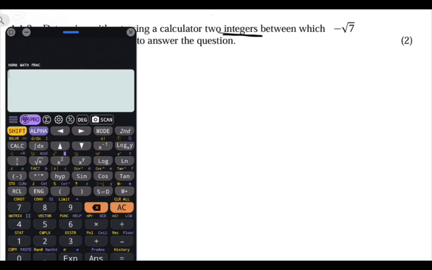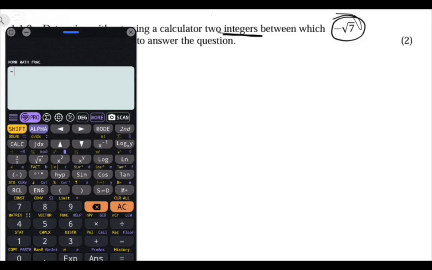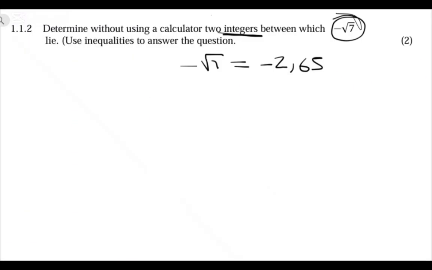So this is my calculator here. What you need to do here is first understand this number, the fraction or the decimals of it. You can just say negative root 7, which is the same as negative 2.65, if I put it into the calculator. So they want you to give them two numbers that lie between this negative 2.65.